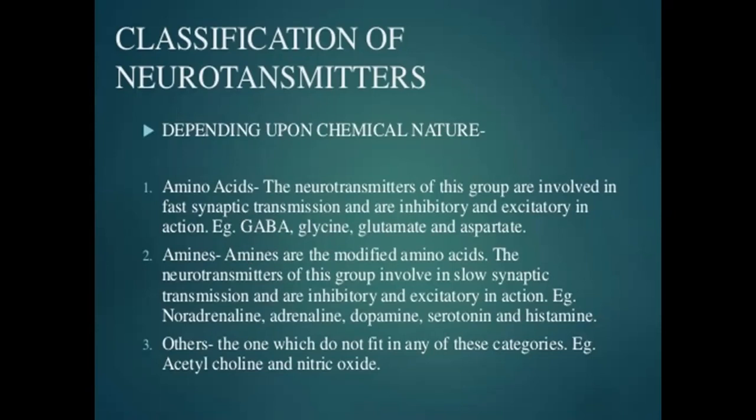Next chemical is amines. Amines are the modified amino acids. The neurotransmitters of this group are involved in slow synaptic transmission and are inhibitory or excitatory. Both actions are used by this group. Examples are noradrenaline, adrenaline, dopamine, serotonin and histamine.